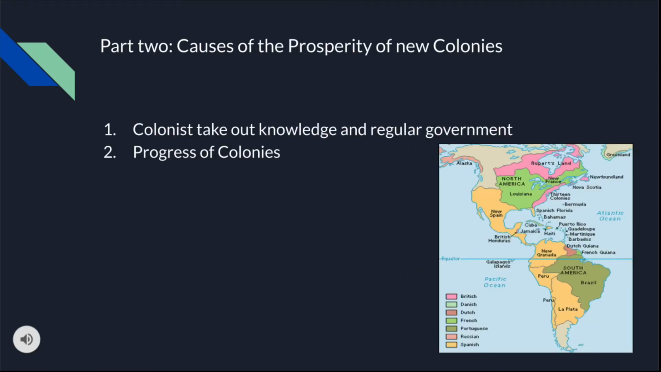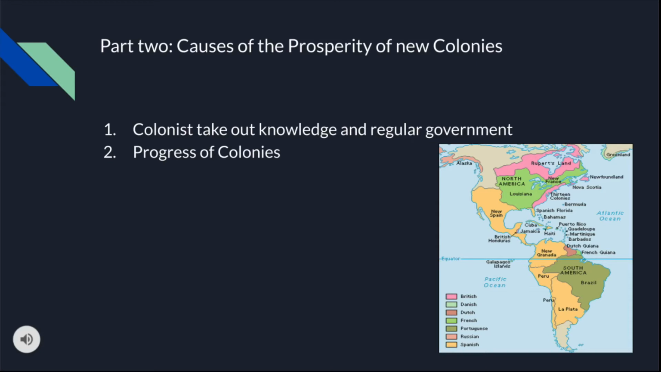I'm now going to cover part 2, which is causes of the prosperity of the new colonies, and within that I will be covering the colonists taking out the knowledge and regular government, as well as the progress of the colonies, which were the Greek, the Roman, English, Spaniard, Portuguese, Swedish, and Dutch and French. Also, I will be talking about the list of commodities that would have competed with the British market, as well as the freedom of trade.